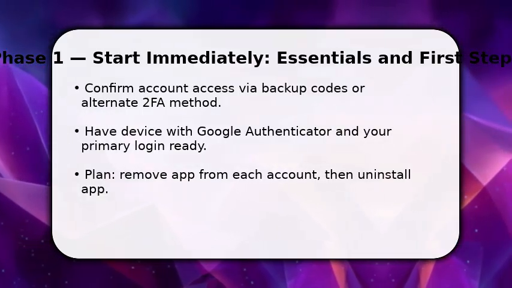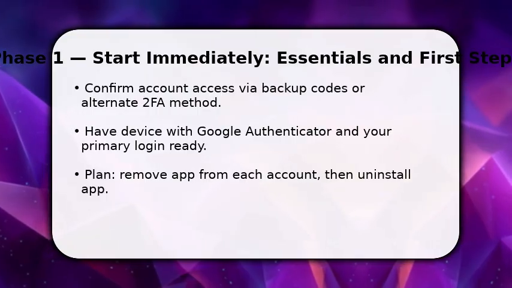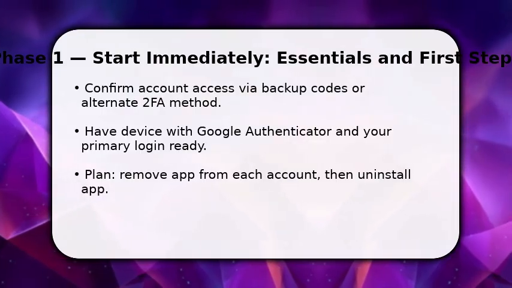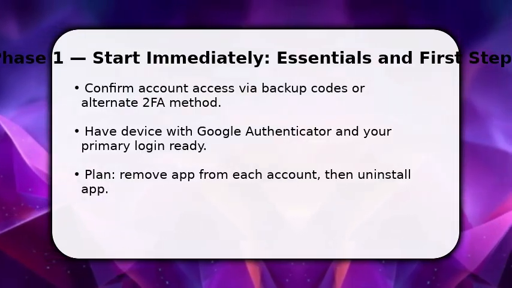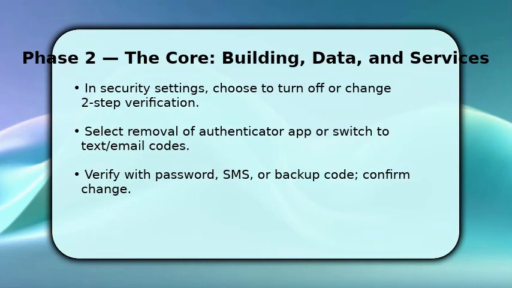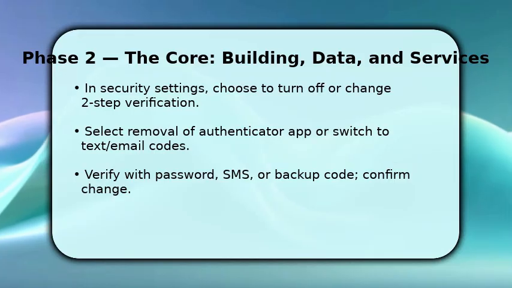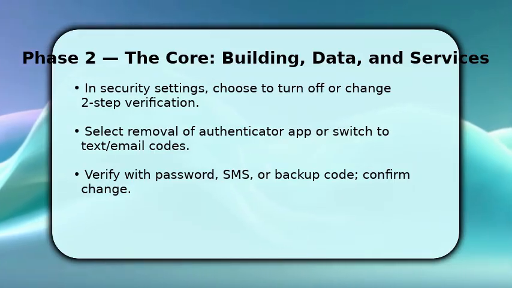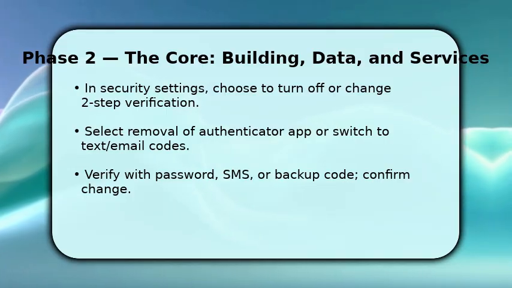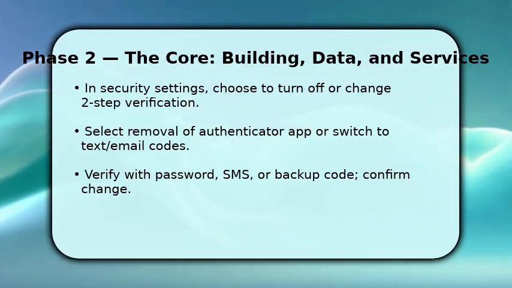You'll be verifying identity soon, so keep passwords, recovery email, and device at hand. Start with one account to avoid lockouts, and do not uninstall the app before removing 2FA from every account. Next, navigate the security settings for each account and choose to turn off or change two-step verification. When prompted, select the option that removes the Authenticator app or replaces it with SMS/email codes.